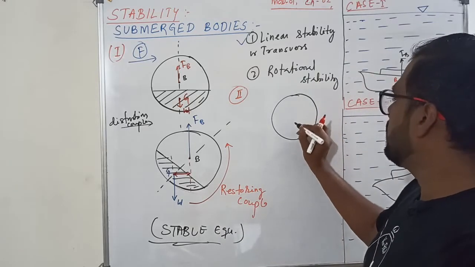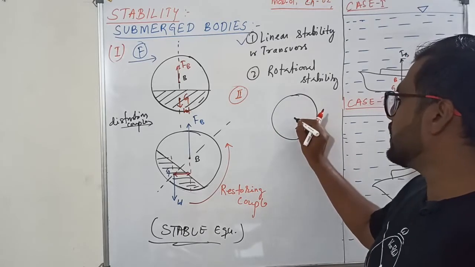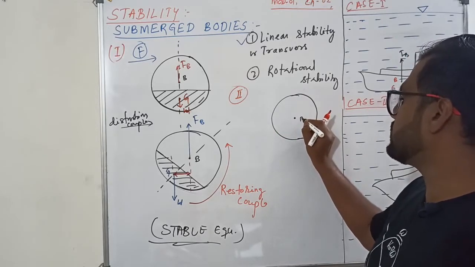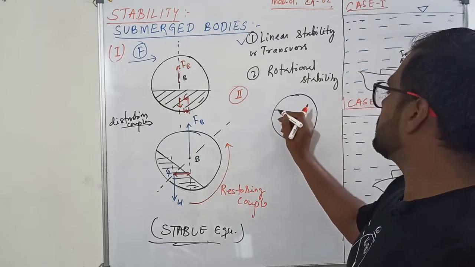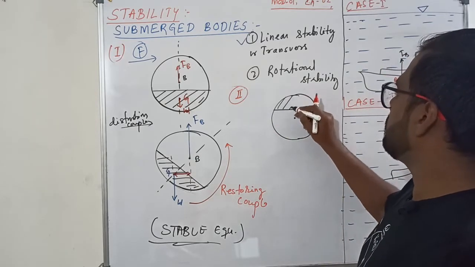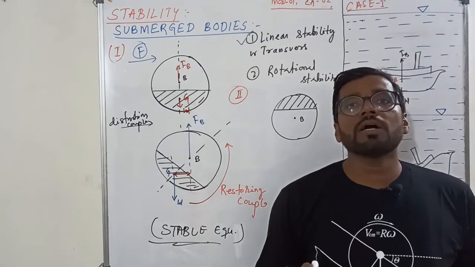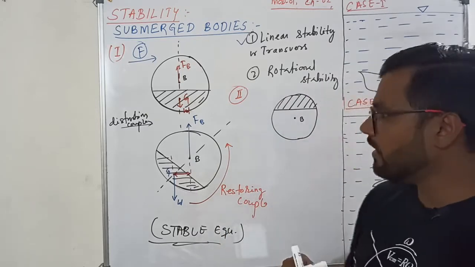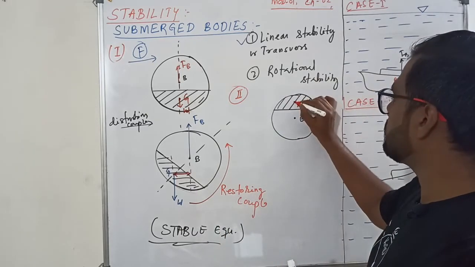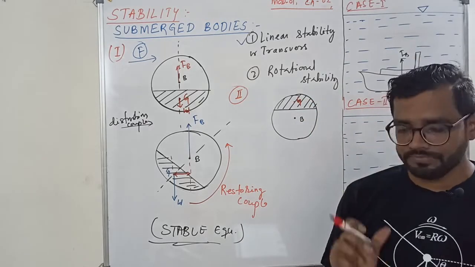Okay, so this is the body. The entire volume is displaced, and the center of the displaced volume is my center of buoyancy. Very good. Let us say in this particular case, more mass is concentrated on the upper half of the body. So where will the centroid be? The centroid, the center of mass, will be somewhere here.